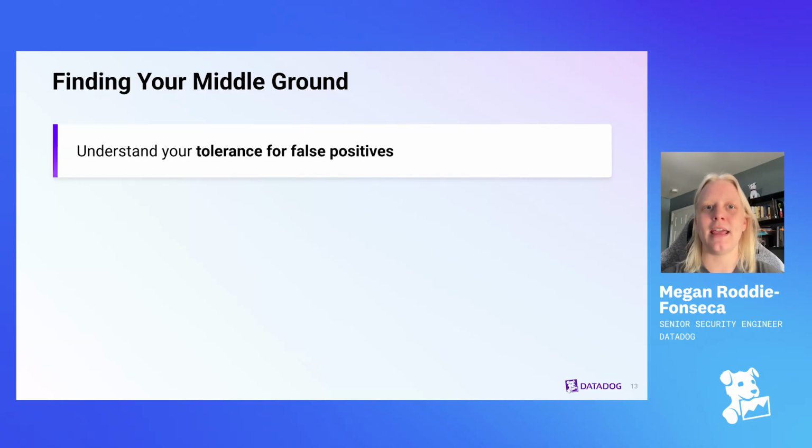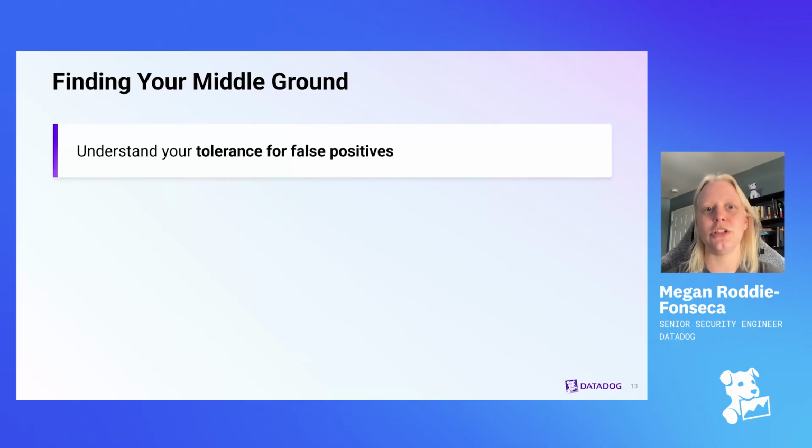So all this to say, there is no perfect number that applies to all organizations. You need to figure out what your tolerance is. And we create this feedback loop with our incident response team. We check in with them. Hey, what's the false positive rate like? Is this bearable? Do we need to tune some alerts, etc.?